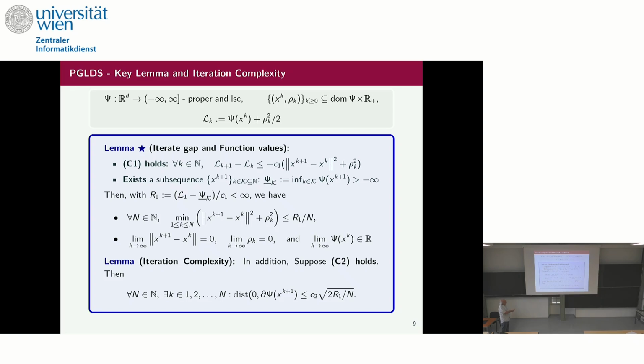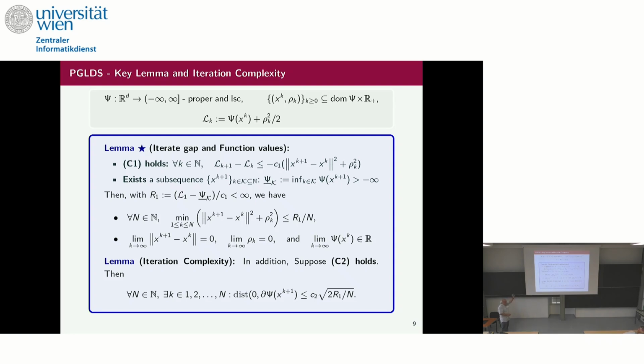And thanks to this, if we assume that C2 is holding, then we can get this kind of complexity result, which is classical in the sense that we are dealing with non-smooth, non-convex settings, so we are getting something of the square root of n here.